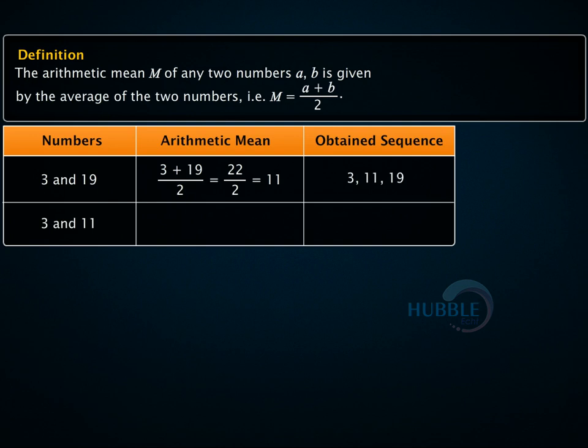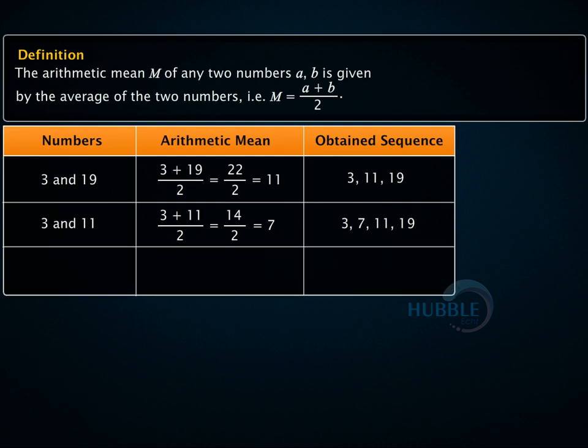Now consider 3 and 11 and find their arithmetic mean. By definition of the arithmetic mean, we get the AM of 3 and 11 as equal to 7 as shown. Note that we get the sequence of numbers 3, 7, 11, 19. Next, if we find the AM of 11 and 19, we get their arithmetic mean as equal to 15. As a result, we get a final sequence of numbers after inserting arithmetic means 7, 11 and 15 between the two numbers 3 and 19 as shown.